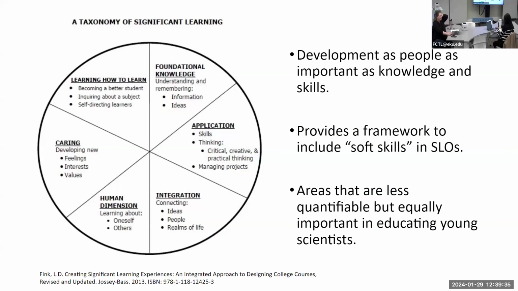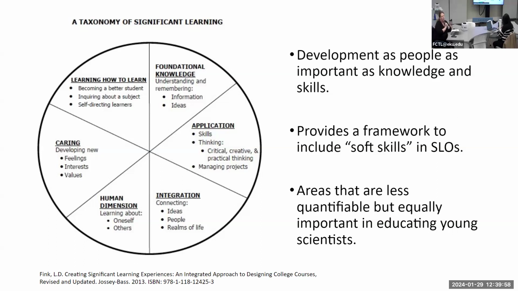Okay, so the second approach to learning objectives that I want to give is quite different. This is Fink's taxonomy of significant learning, and it's not just knowledge-based, although foundational knowledge is a wedge here. And you notice it's a circle with wedges as opposed to a foundation, and then we're building upward.